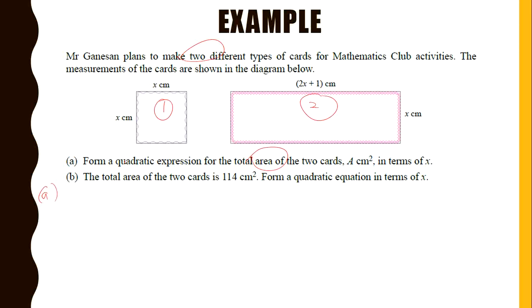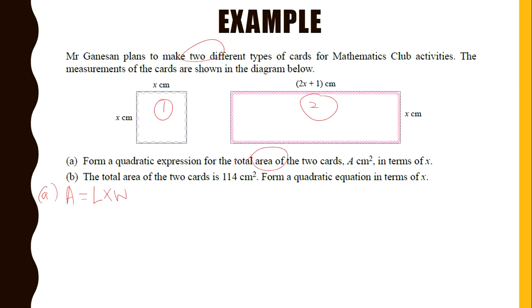Okay. So it wants the area. Now we are talking about area. So if it's area, we must look at what the shape of the object is. What is the shape of the cards? Okay. So the first card is a square. The second card is a rectangle. So we must know the formula for the area of a square and a rectangle. Okay, so we know that the area of a square or a rectangle is the same. The formula is length times width.